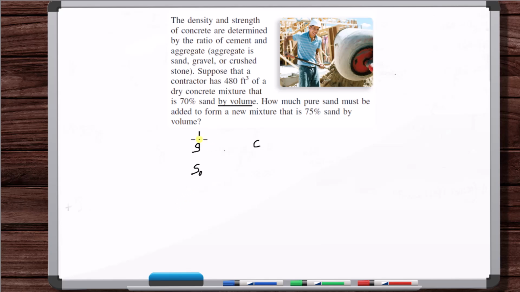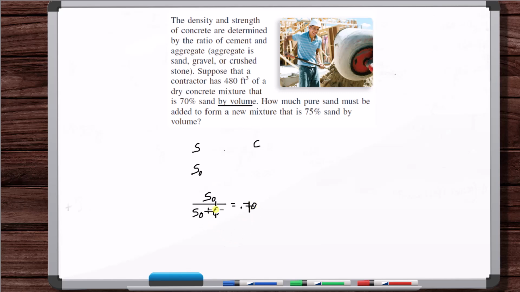Okay, so suppose that a contractor has 480 cubic feet of a dry concrete mixture that is 70% sand by volume. So, okay, S naught divided by what? S naught plus C. Right? The initial amount of sand divided by the total volume is 0.7.